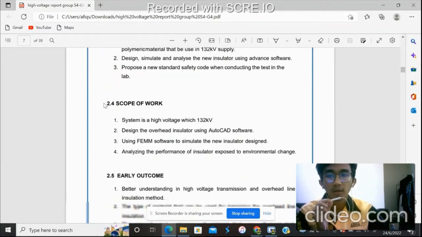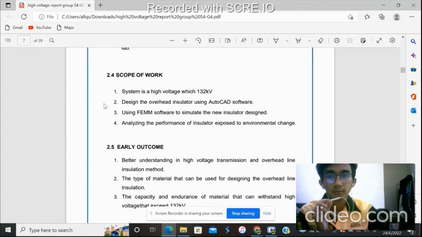Okay, so next is our scope of work. Our first scope is a high voltage system, which is 132 kilovolt. Next is to design the overhead insulator using AutoCAD software, and after that we use FEMM software to simulate the new insulator design, and lastly analyze the performance of the insulator exposed to environmental change.